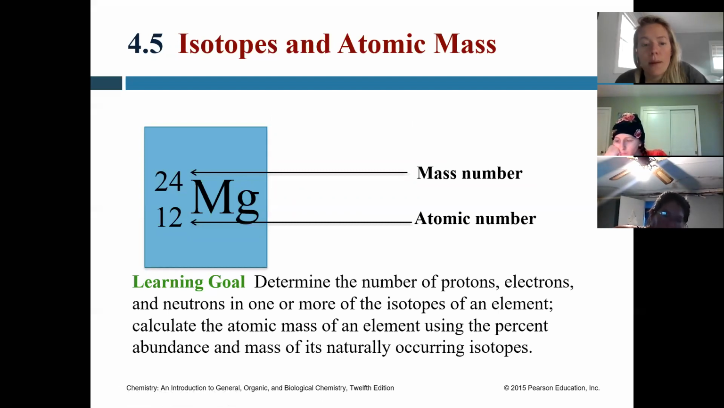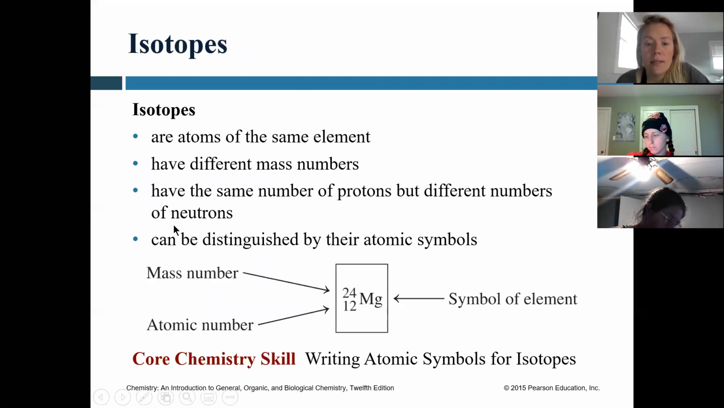Okay, so let's move forward. Isotopes and atomic mass. So what is an isotope? An isotope is an atom that's the same element, but it has a different mass number. Well, if it's the same element, it has to have the same number of protons. Two isotopes will have the same number of protons because they have relatively the same properties. But if it has a different mass, we change the number of neutrons. So you can have situations where you have more or less neutrons.